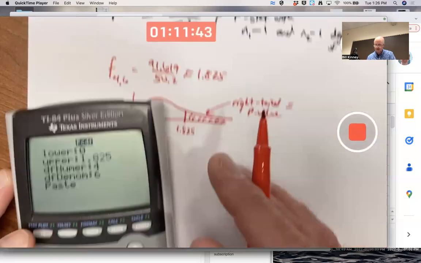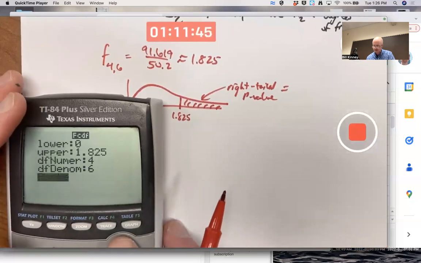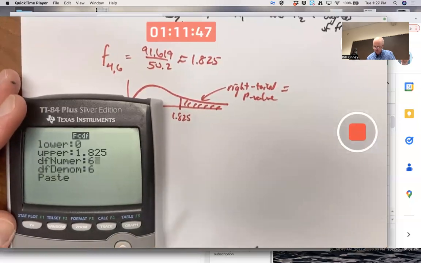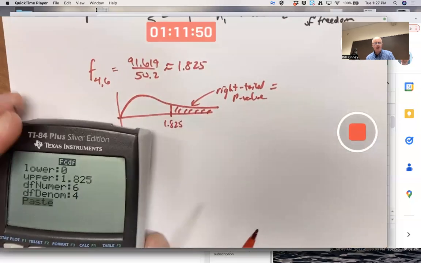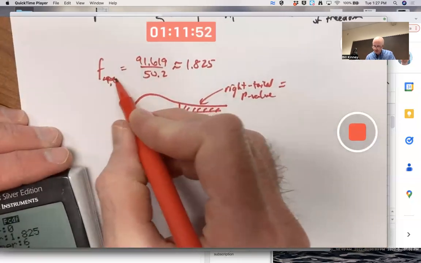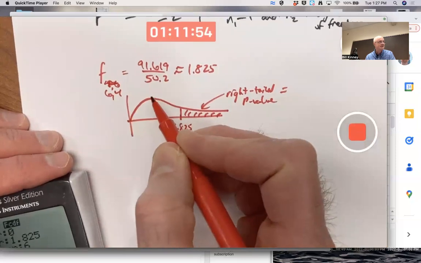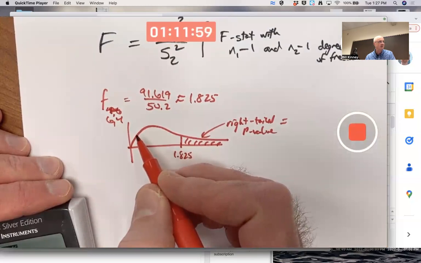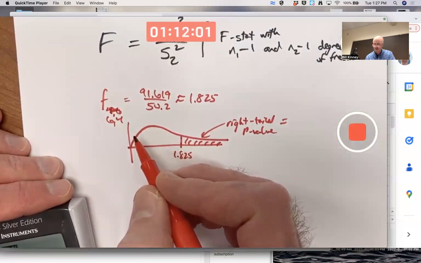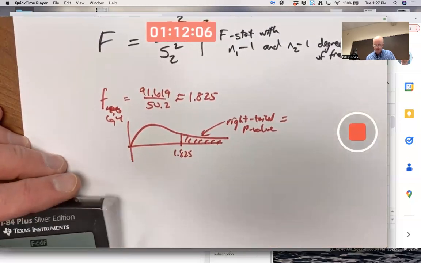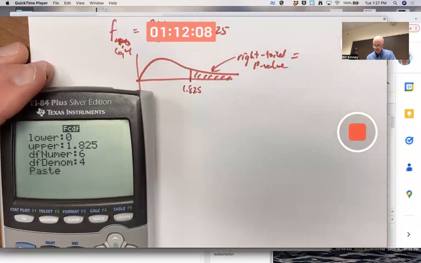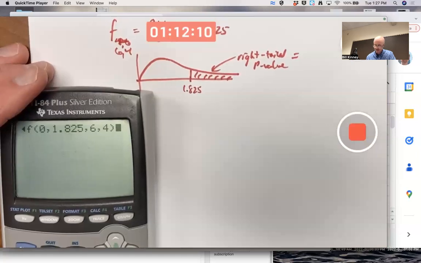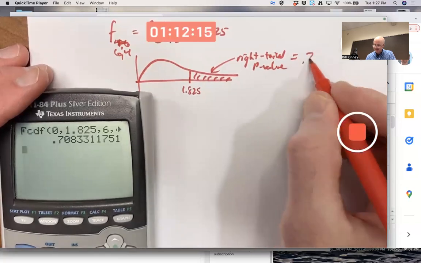Oh, you know what that means though? Actually, it means we need to switch those around, doesn't it? 6 and 4. And I should switch these around, 6 and 4, because for this example, it was really the second sample that had the bigger variance. You might wonder whether it makes a difference or not. 0.708.